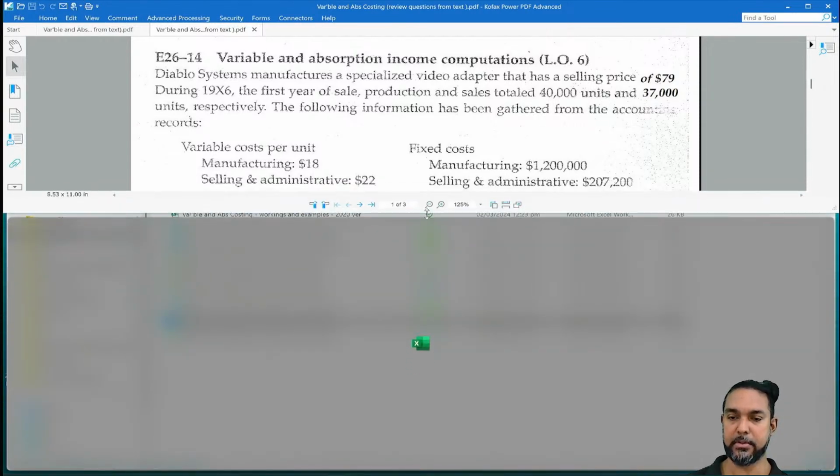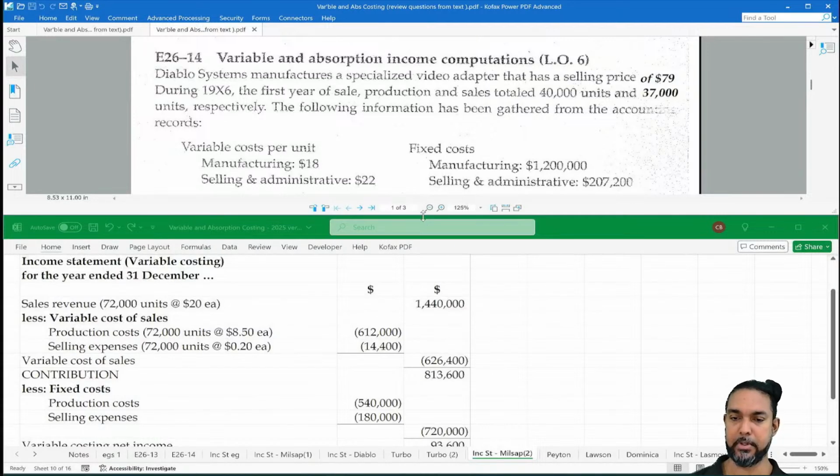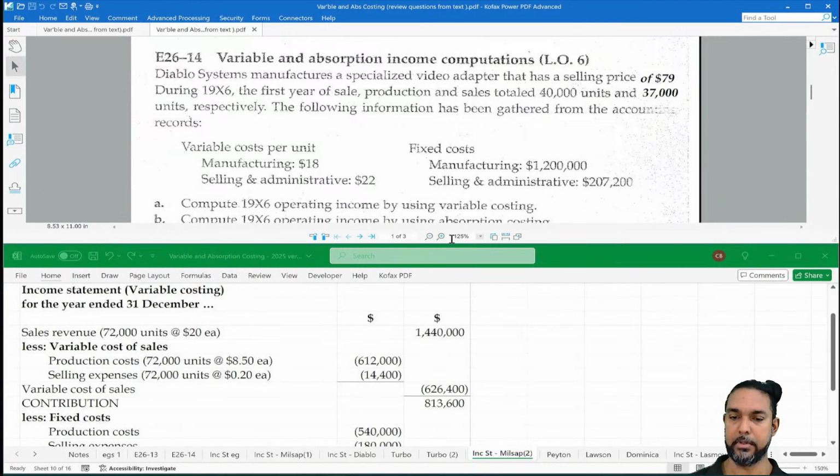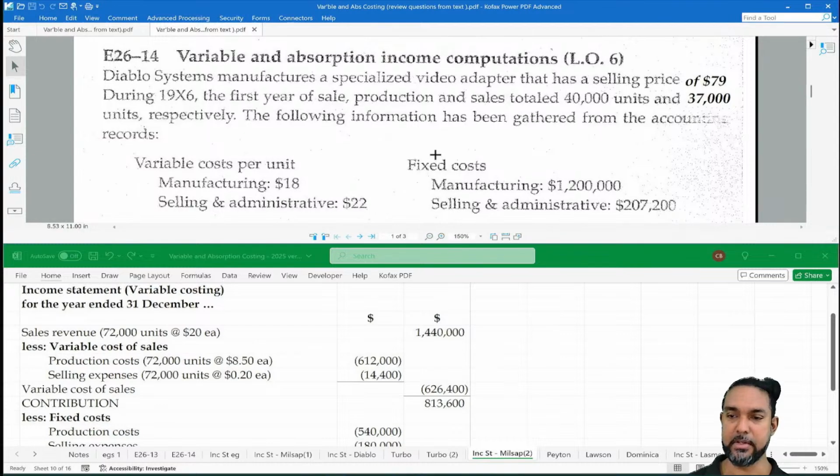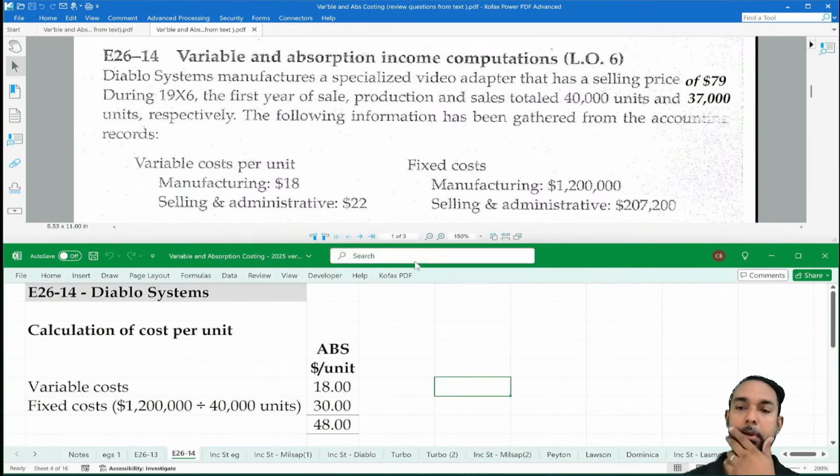So let's pull back. Actually, let me pull that down a little bit more and go to about 150 so it's a little easier to read. So we had Diablo here. Diablo Systems manufactures a specialized video adapter, selling price 79. First year, sales total 40. Manufacturing, selling, and admin fixed costs.